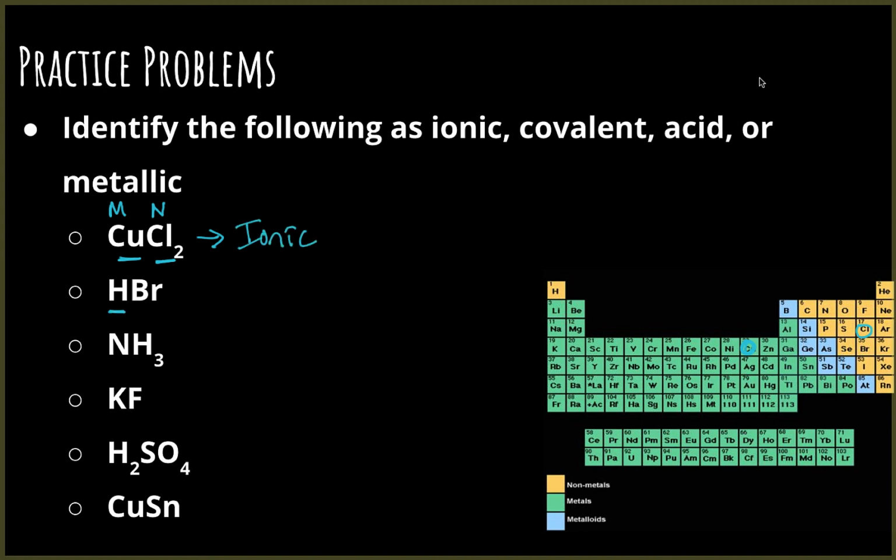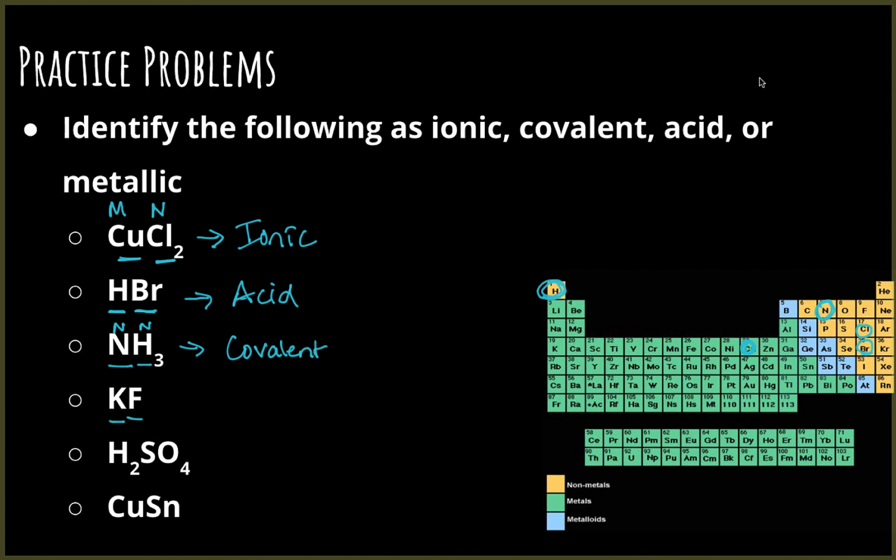In my next one, I have hydrogen first with a nonmetal. So if it starts with hydrogen and it's not water, that's classified as an acid. Next one, nitrogen is a nonmetal. Hydrogen is a nonmetal. So nonmetal is classified as covalent or molecular.